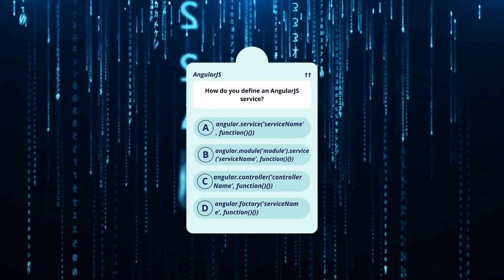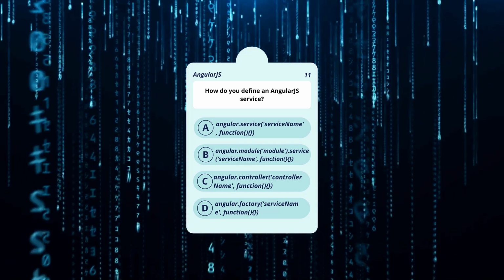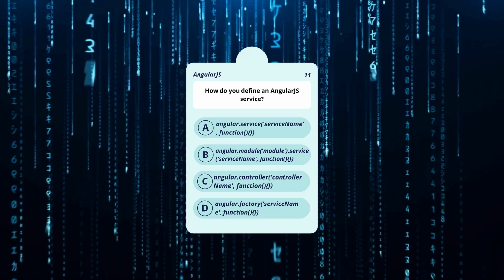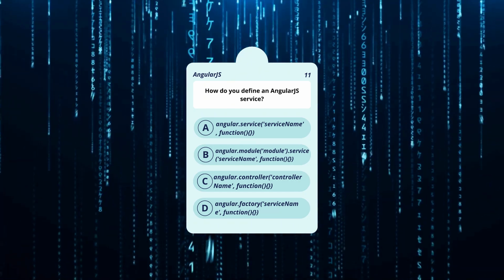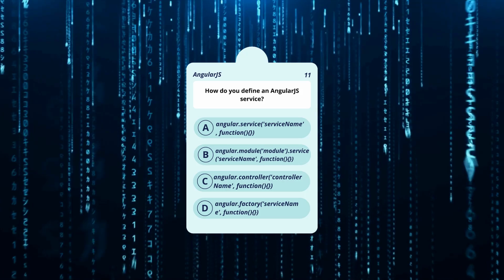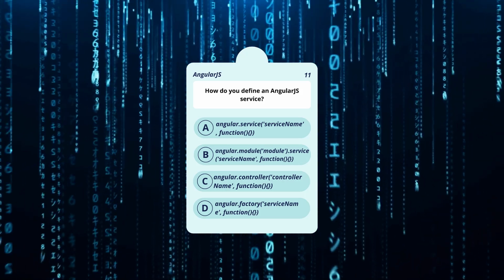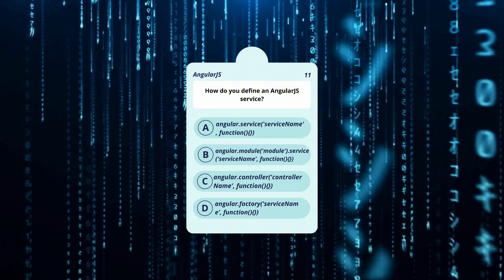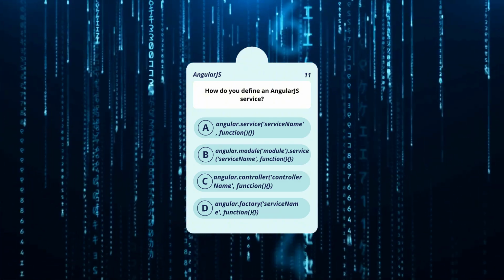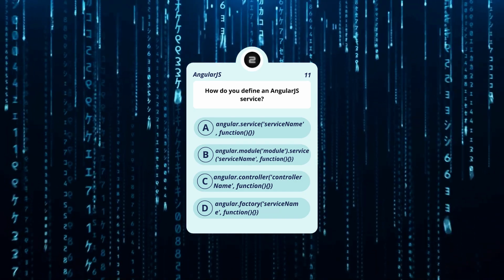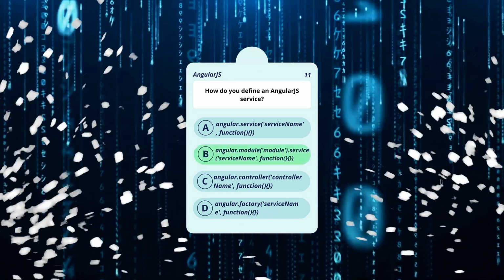How do you define an AngularJS service? A. angular.service(serviceName, function). B. angular.module(module).service(serviceName, function). C. angular.controller(controllerName, function). D. angular.factory(serviceName, function). Answer B.